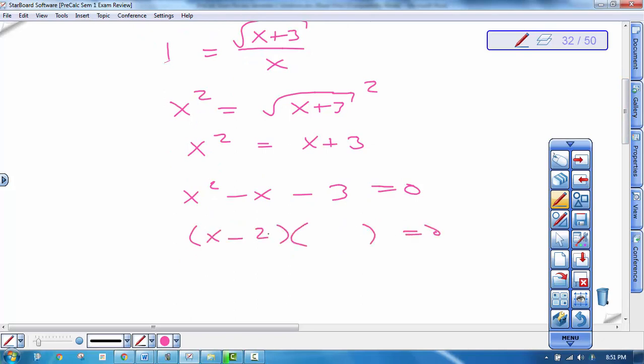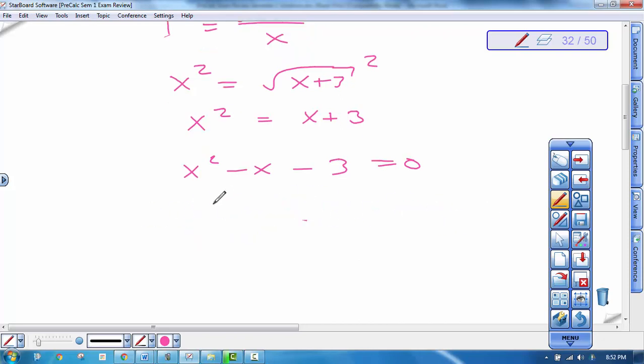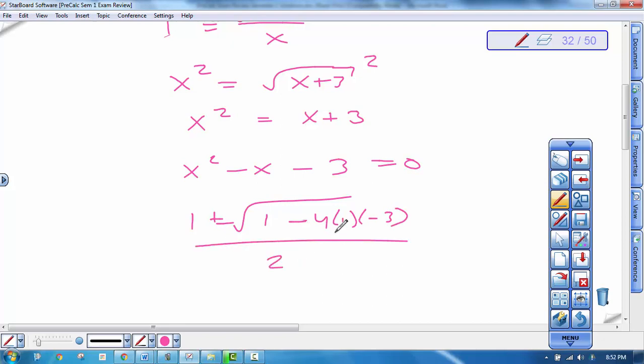x minus 3, x plus 1, no. So unfortunately I'm going to have to use the quadratic formula again: the opposite of b, plus or minus the square root of b squared minus 4ac, all over 2a. Double negatives go positive, 4 times 3 is 12, plus 1 is 13. So there's my two answers.